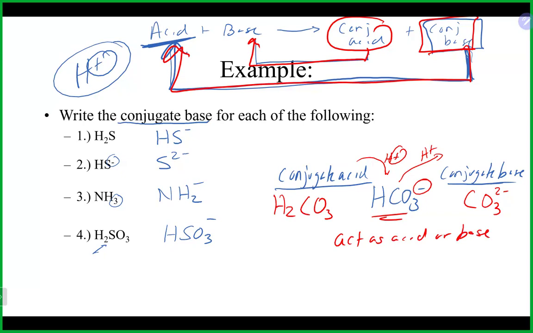And a lot of things that have a hydrogen and like a negative charge have the ability to do that. Water, by the way, also has the ability to do that, act as an acid or base. That's what's known as an amphoteric substance, something that could act as an acid or a base. Any questions on that there?